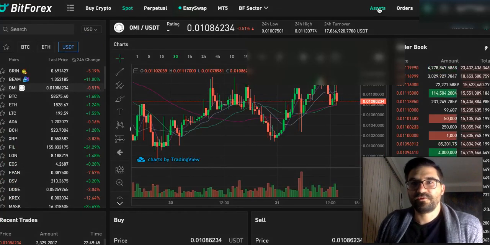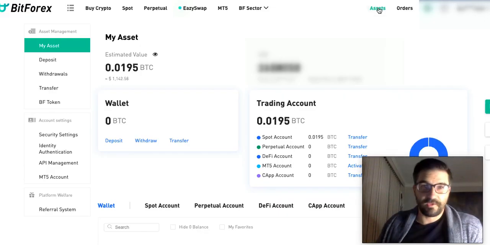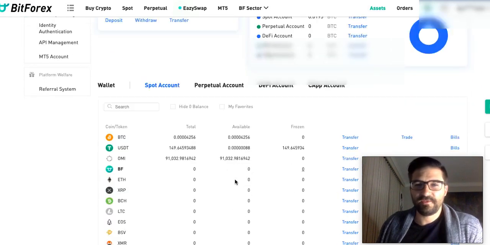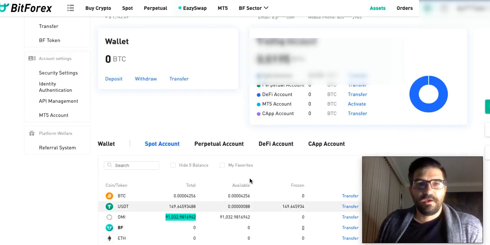And then to confirm that it worked, you go back here and you check your spot account. And your assets might be frozen. I think it's instantaneous through the spot. I don't know, but you would see it here. So after I converted my Bitcoin to OMI, it showed up here. So I've got 91,000, which was about $900 worth of US dollars at the time. And that's that.